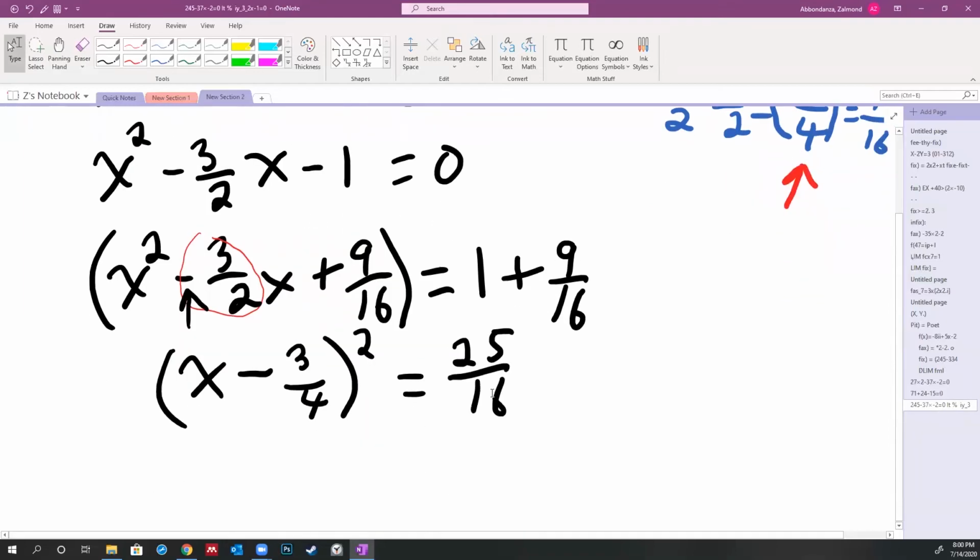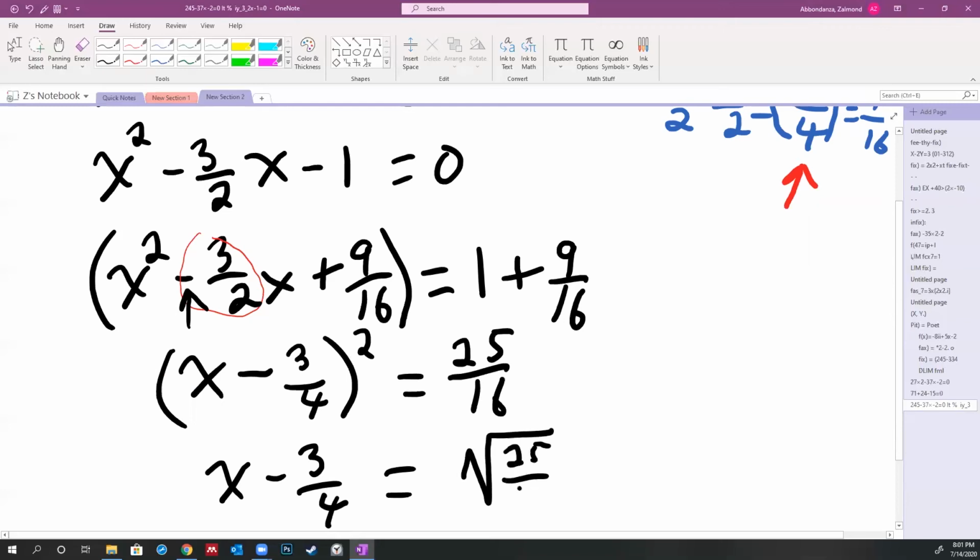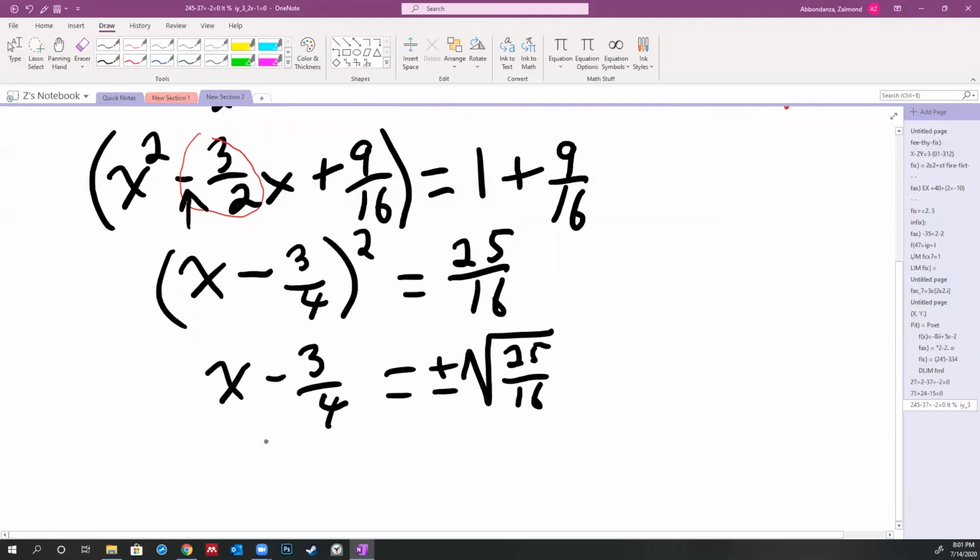I'm going to continue with this and solve the equation. Since we have it in this form, if x minus 3/4 squared equals this number over here, then x minus 3/4 means two things. It means x minus 3/4 equals positive the square root of this number, and negative. So I'm going to say plus or minus. It's shorthand for two separate equations: this equals plus the square root and minus the square root. And we just have to move on and simplify.